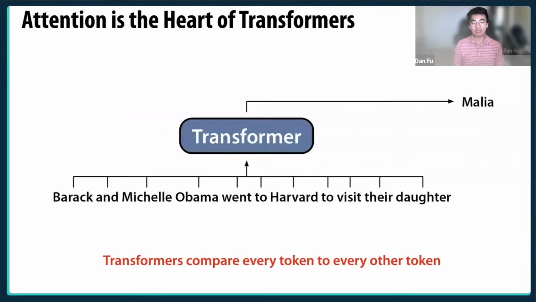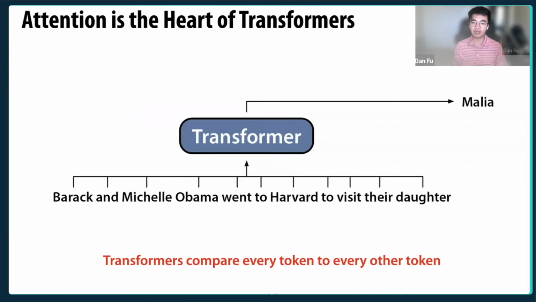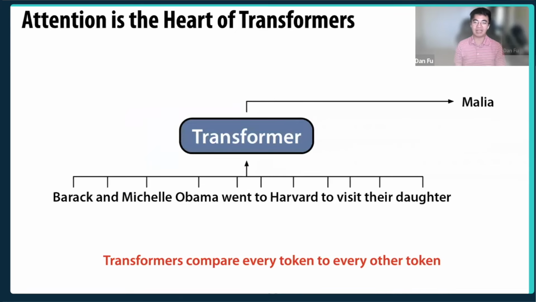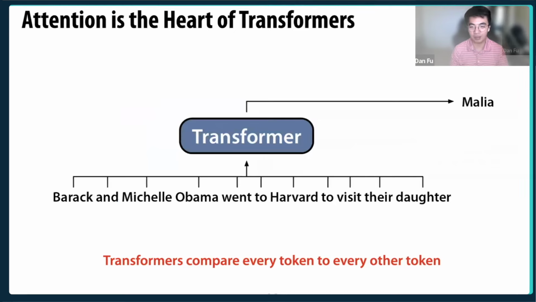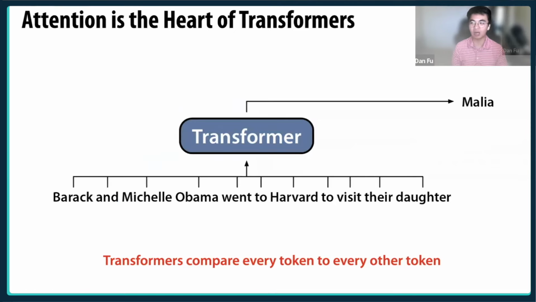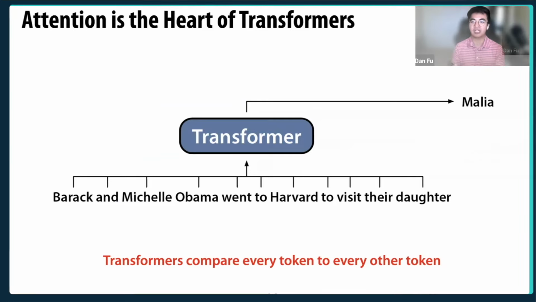But the reason why it's helpful is that when you're trying to predict this next word, it's really useful to be able to go back and look at some of the words in your sentence, like Barack, Michelle Obama, Harvard, daughter, put those context clues together to predict what is the word that comes next.